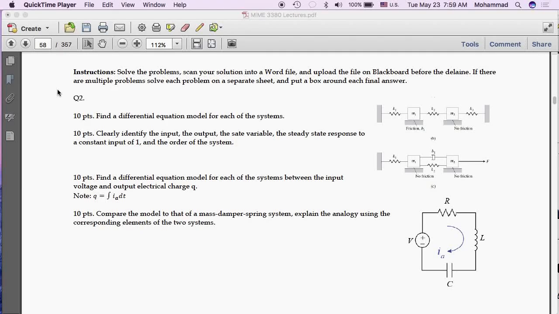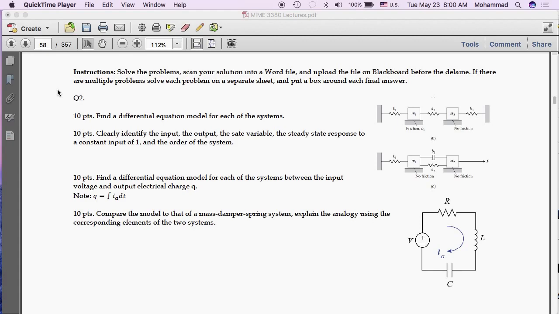Good morning, everyone. So let's start by reviewing quiz 2. Quiz 2, like the first quiz, has 4 questions. The first question deals with these two mechanical systems, and the objective here is to find the differential equation describing the motion of each of these two systems.